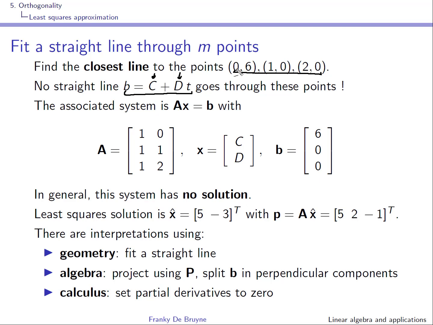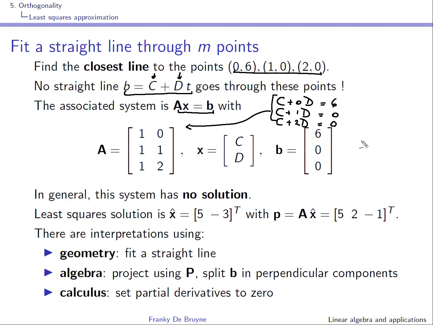Okay, so when t is equal to 0, this leads to the following equation: c plus 0 times d is equal to 6. The following point leads to the constraint c plus 1 times d is equal to 0, and the next point, t is equal to 2, leads to c plus 2d is equal to 0. This can be written in matrix form: Ax is equal to b, with A and b over here.